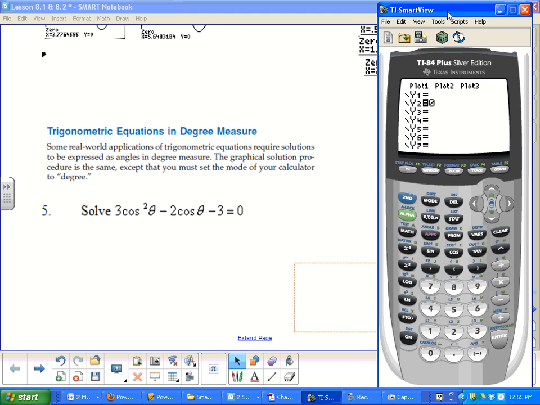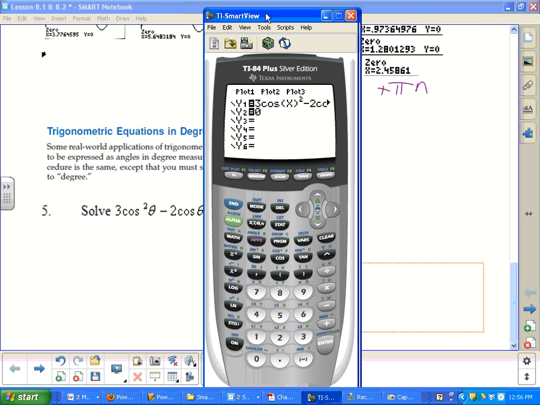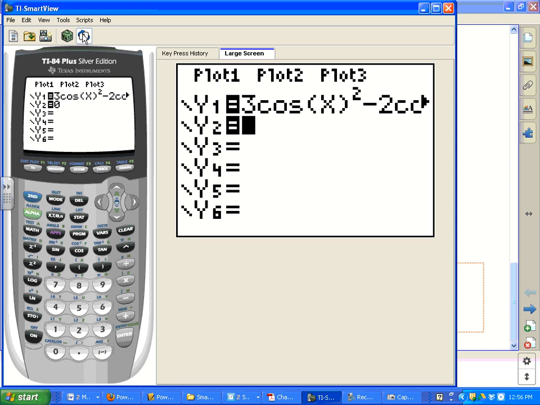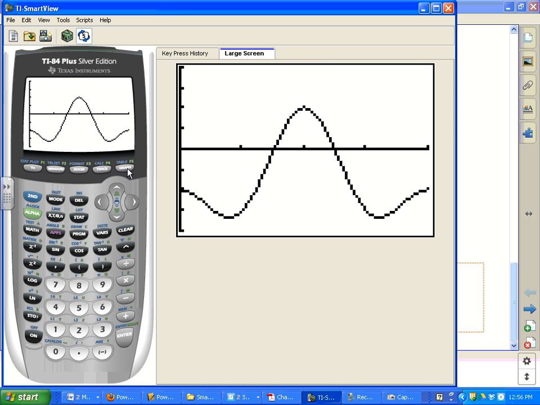Still putting X in your calculator. I'm listening, Gio. You didn't square the 3 cosine of X.